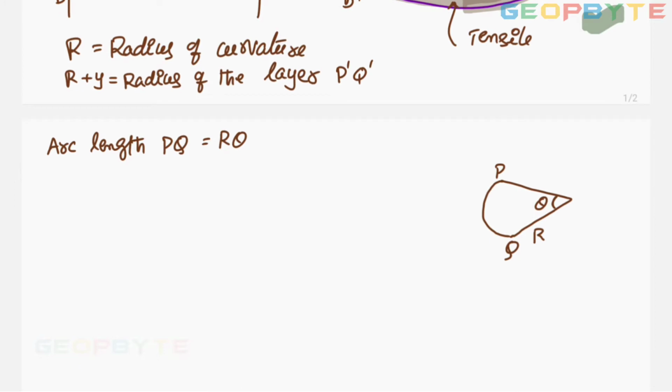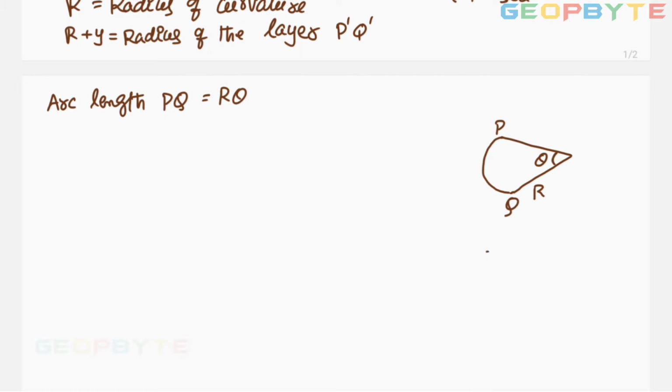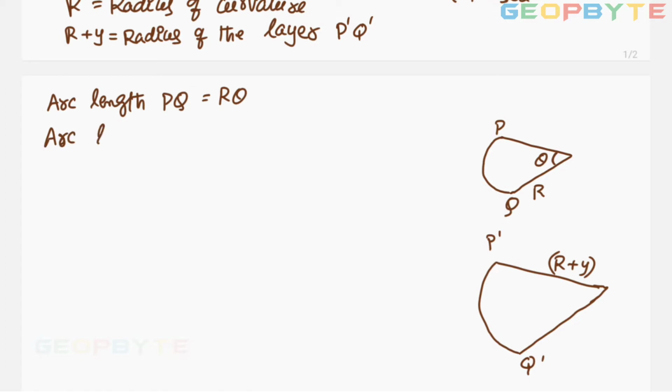Now the P dash Q dash arc length: this is the P dash Q dash arc. That P dash Q dash is available at a distance of R plus y. Then the arc length P dash Q dash is equal to (R plus y) into theta.